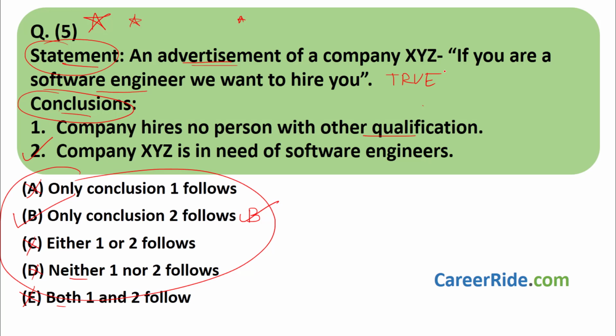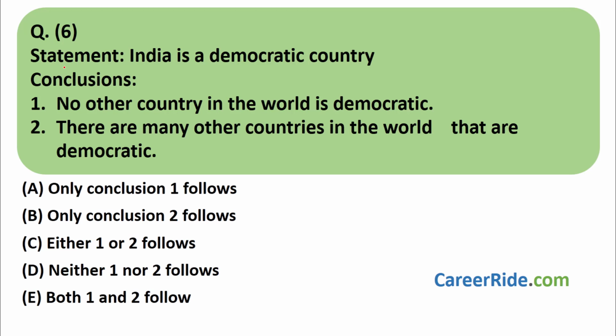Now moving to the next question. Question number 6. Statement: India is a democratic country. Conclusions: 1. No other country in the world is democratic.